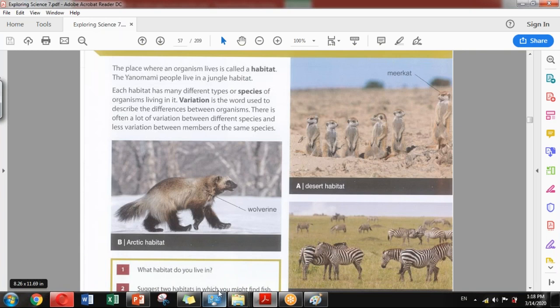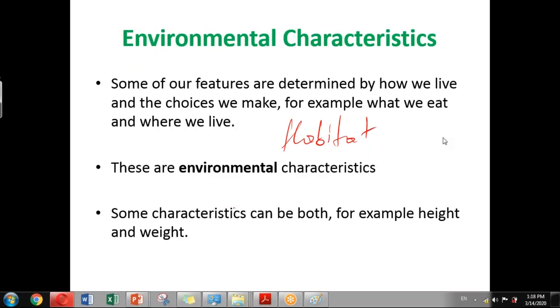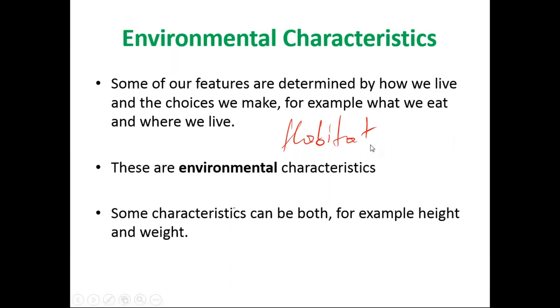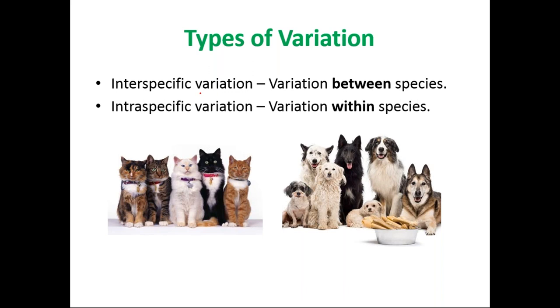Okay, now let's come back to our presentation. These are environmental factors. We talked about this. The next, types of variation. Look, these cats are different species. These dogs are different species. Here we can talk about variation within the species, inside one species, and between different species. Look, interspecific variation, variation between species, between cats and dogs.